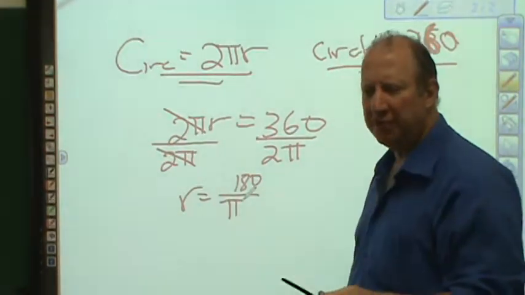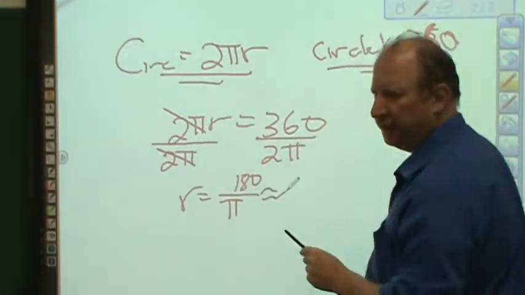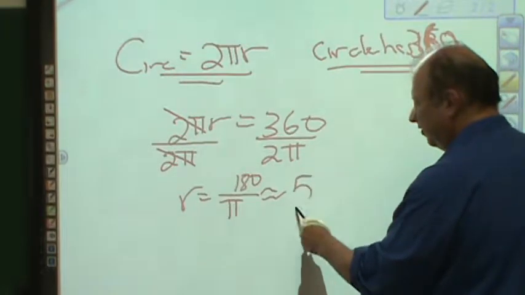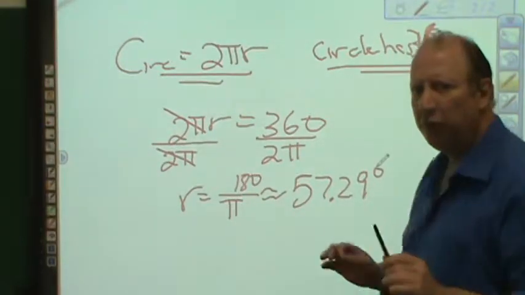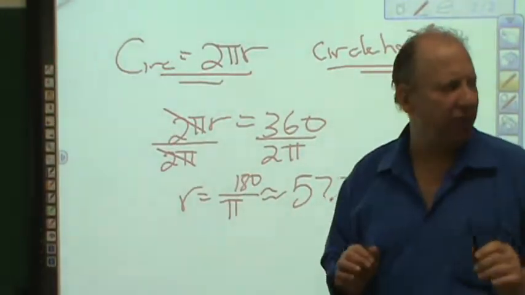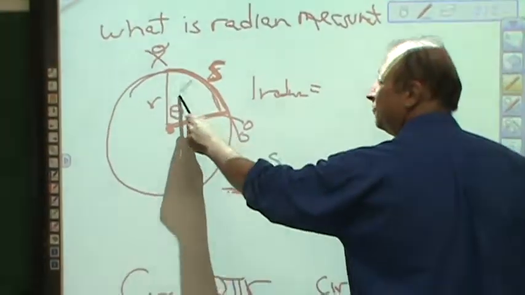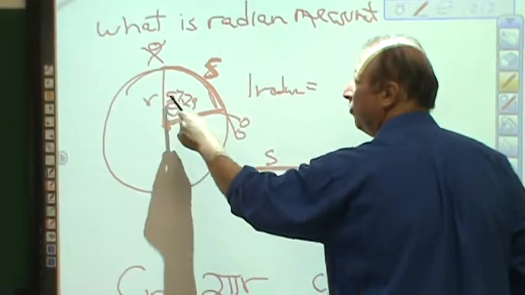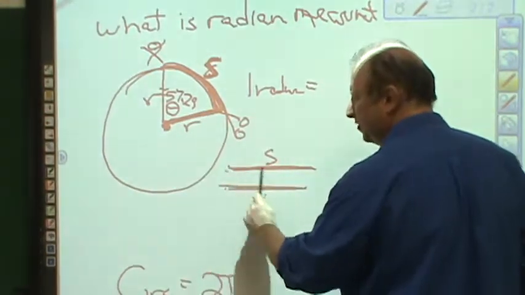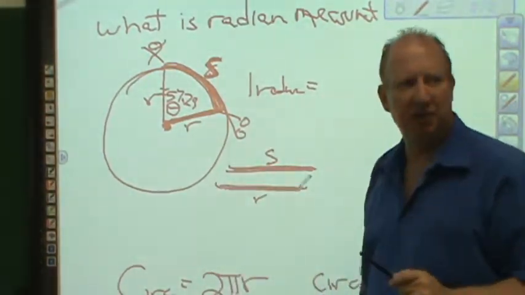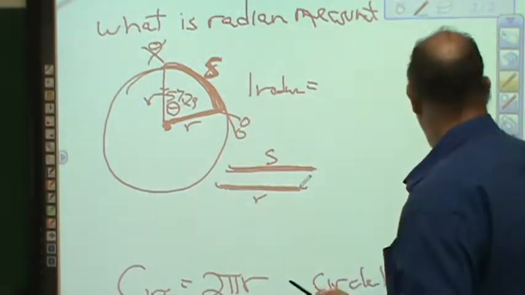And we know pi is approximately 3.14. So if that's the case, r is equal to 57.29 degrees. What I'm really saying is when I have a radian measurement, let me scroll up for 1 second, that when this angle is 57.29 degrees or thereabouts, this piece and this piece will have the same length. And that's all it means.